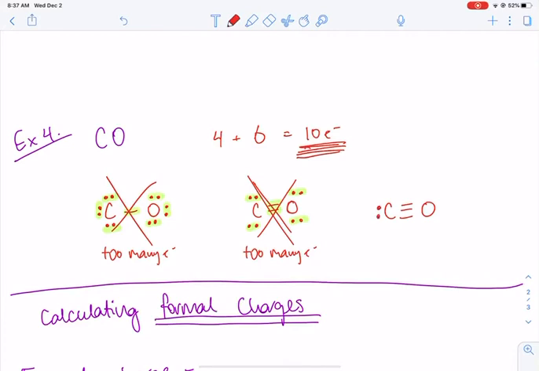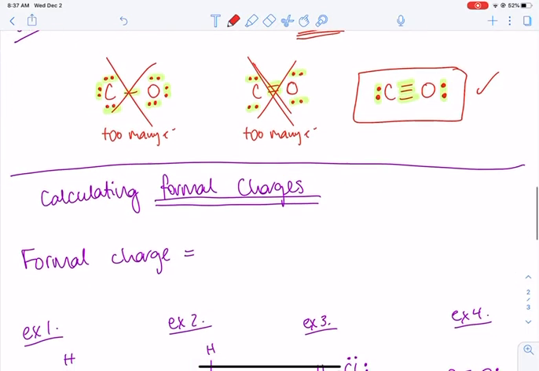So instead of a double bond, let's try a triple bond. Now let's make sure each one of them has access to 8 electrons. You'll see that the carbon has access to 2, 4, 6, 8, and so does the oxygen. Now let's count the total number of electrons. So we have 2, 4, 6, 8, 10. So this is going to be the correct structure for carbon monoxide. Perfect.